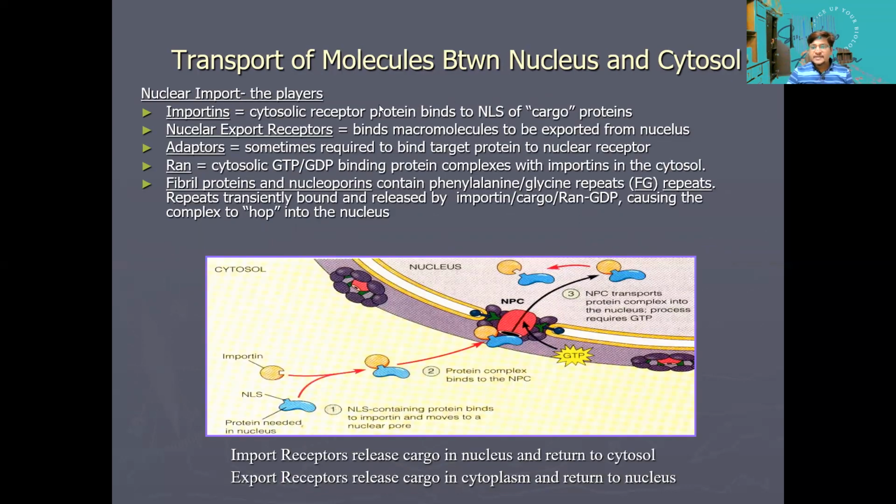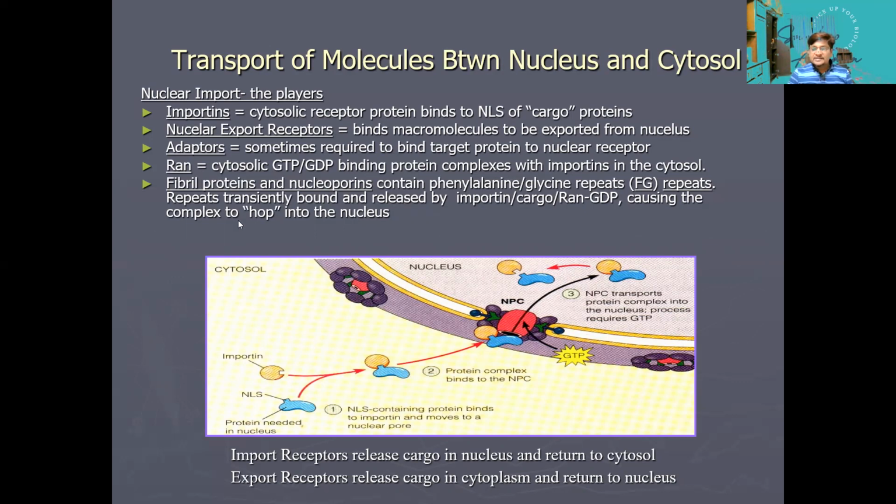Now there are a few players which play a very important role between the cytosol and the nucleus. For example, the importins. These are the cytosolic receptors which recognize the NLS, the nuclear localizing signal, on the cargo protein, and bind to it. The second one is a nuclear export receptor, which binds to the macromolecule to be exported from the nucleus. And there is an adapter, which binds the target protein to the nuclear receptor. Then we require one monomeric G protein that I already discussed in the G protein lecture, Ran, which is a cytosolic GTP and GDP binding protein that can switch between the active form and the inactive form. We'll talk in a while about why it is so.